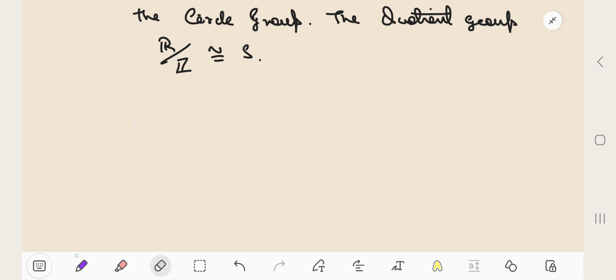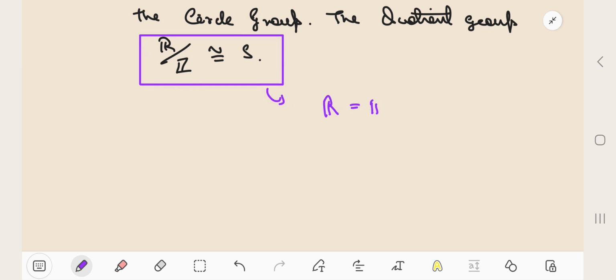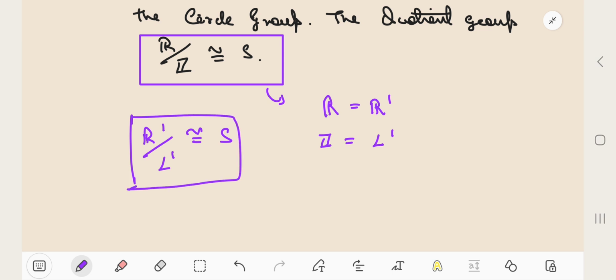First, let us observe what is happening in the statement of the lemma. Observe that R can simply be considered as R^1, and Z is only one copy of Z, so I can think of it as a one-dimensional lattice inside R^1. And R^1 modulo L^1 as a quotient group is isomorphic to one copy of S. This is something to be kept in mind because we are going to generalize this fact.